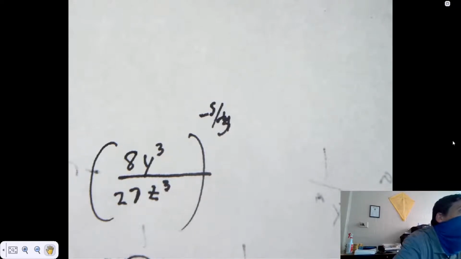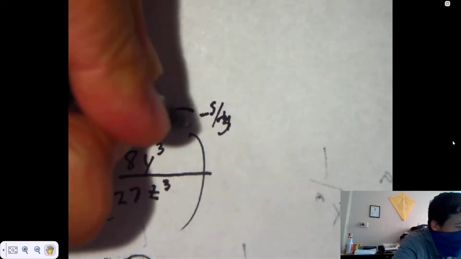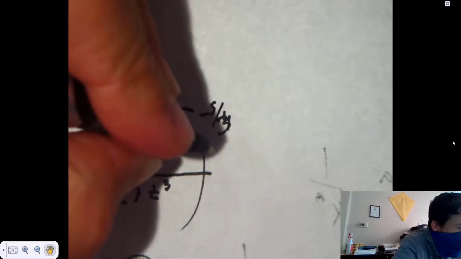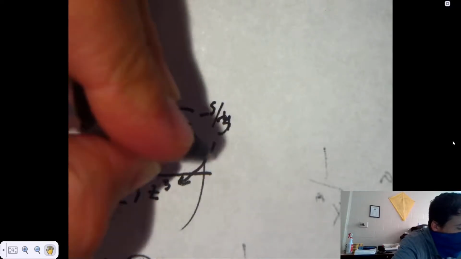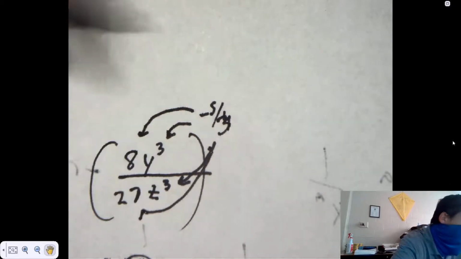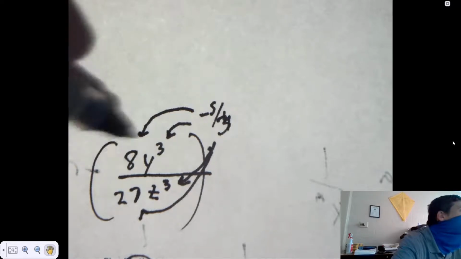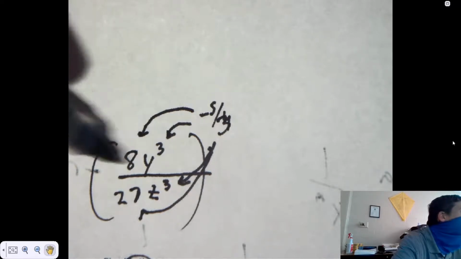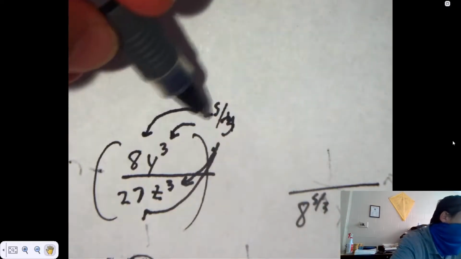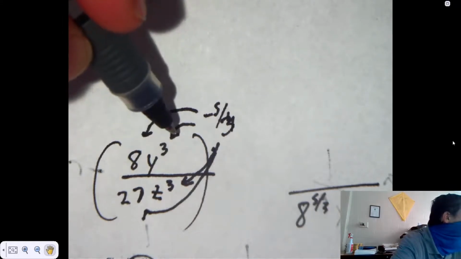Well, I guess what we should do in this case is probably not do so much in our heads, but distribute that exponent to every piece, top and bottom. And I will skip a step. I don't know if I should, but I will skip a step. This would become 8 to the negative 5/3. Where would it belong? Denominator, as a positive 5/3. This will become y to the negative 15/3, which is the negative 5th power.